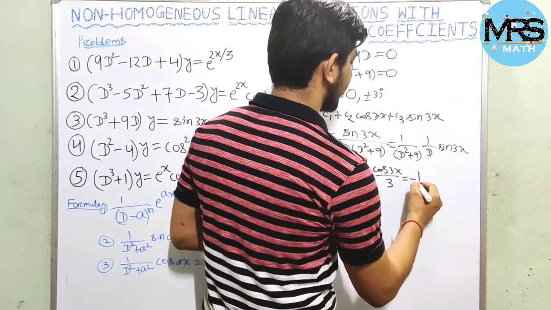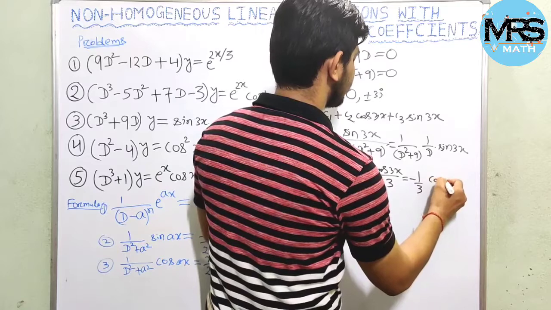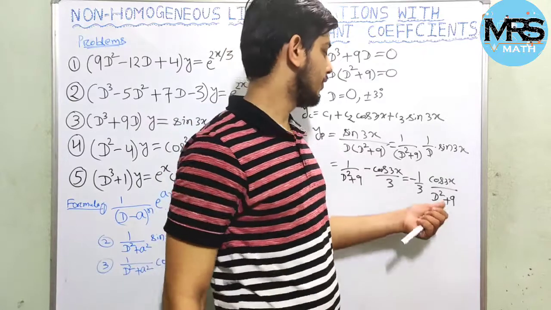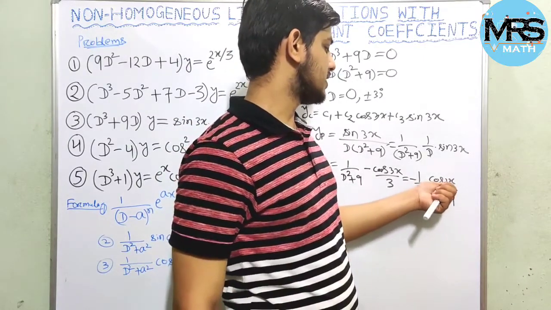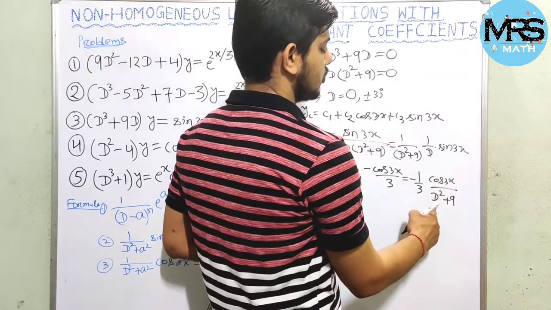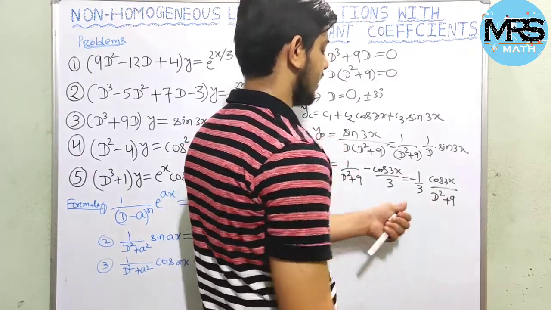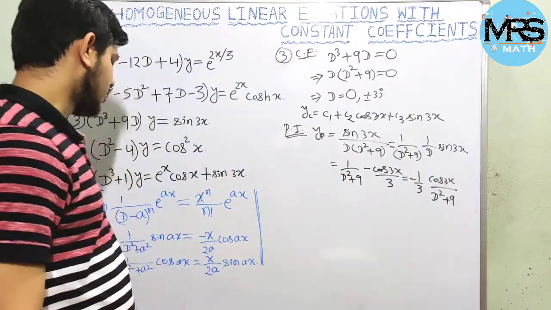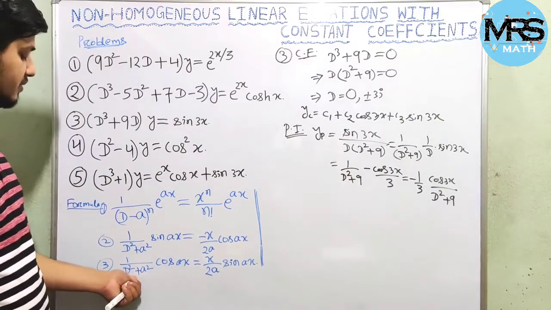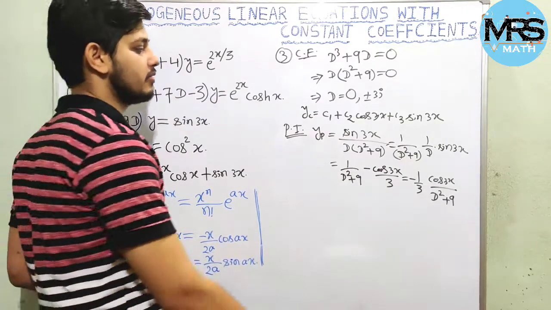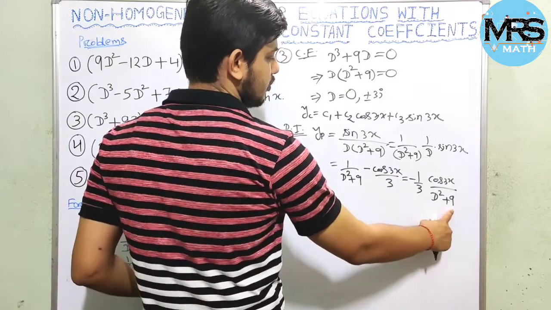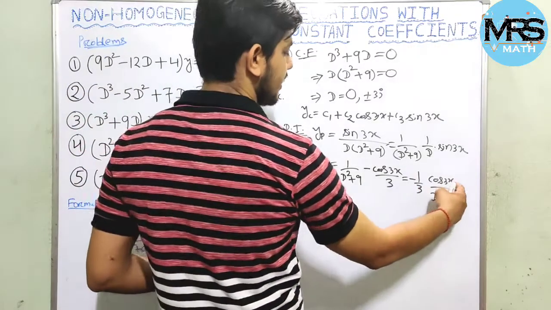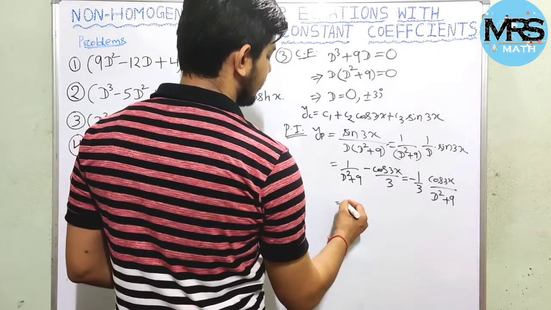So what will we get? That is minus 1 by 3 into cos 3x by D square plus 9. Here you can see, in place of a there is 3, so that should be minus 3 square plus 9. So minus 9 plus 9 again comes as 0, so we cannot apply this formula. We have to use the formula of the form 1 by D square plus a square. What is a here? This is 3. So 1 by D square plus 3 square into cos ax. So this formula we can directly apply.